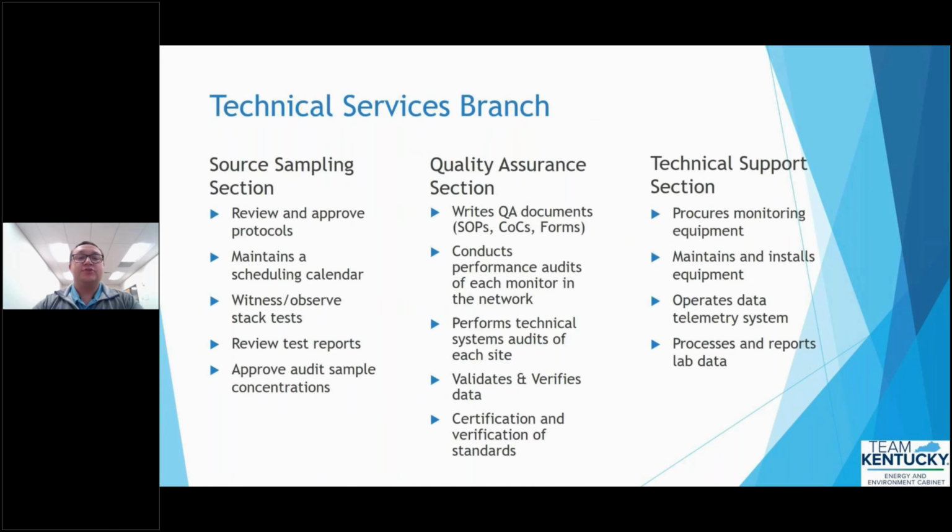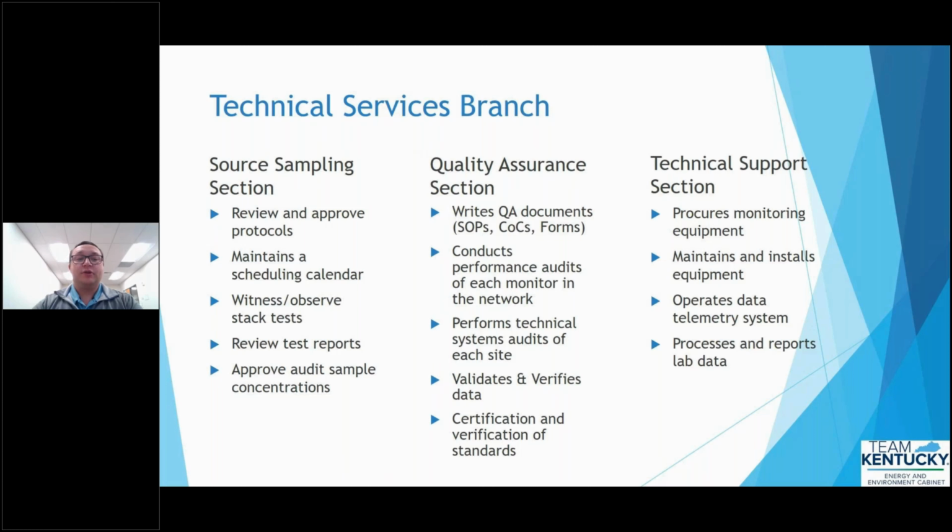So the Technical Services branch is split into 3 sections along with some additional branch staff. First is the source sampling section, which is not part of the ambient air monitoring program, but their job is to review and approve protocols for air pollution source facilities to determine compliance with their permits. The other 2 sections, the quality assurance section and the technical support section, along with a couple other members of our branch, are directly involved in the ambient air monitoring program.